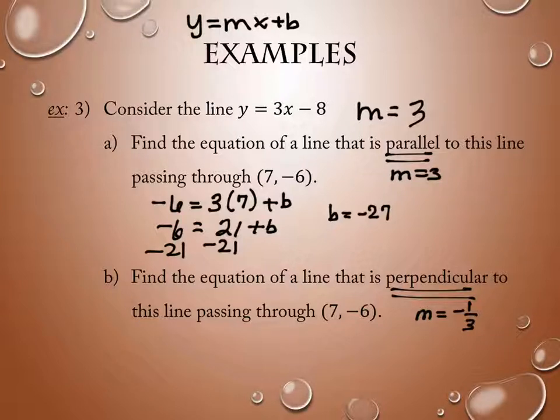And then we want to make sure we answer the question that was asked. So what is the answer to the question that was asked? Yeah, to find the equation. So it would be y equals what? 3x minus 27.